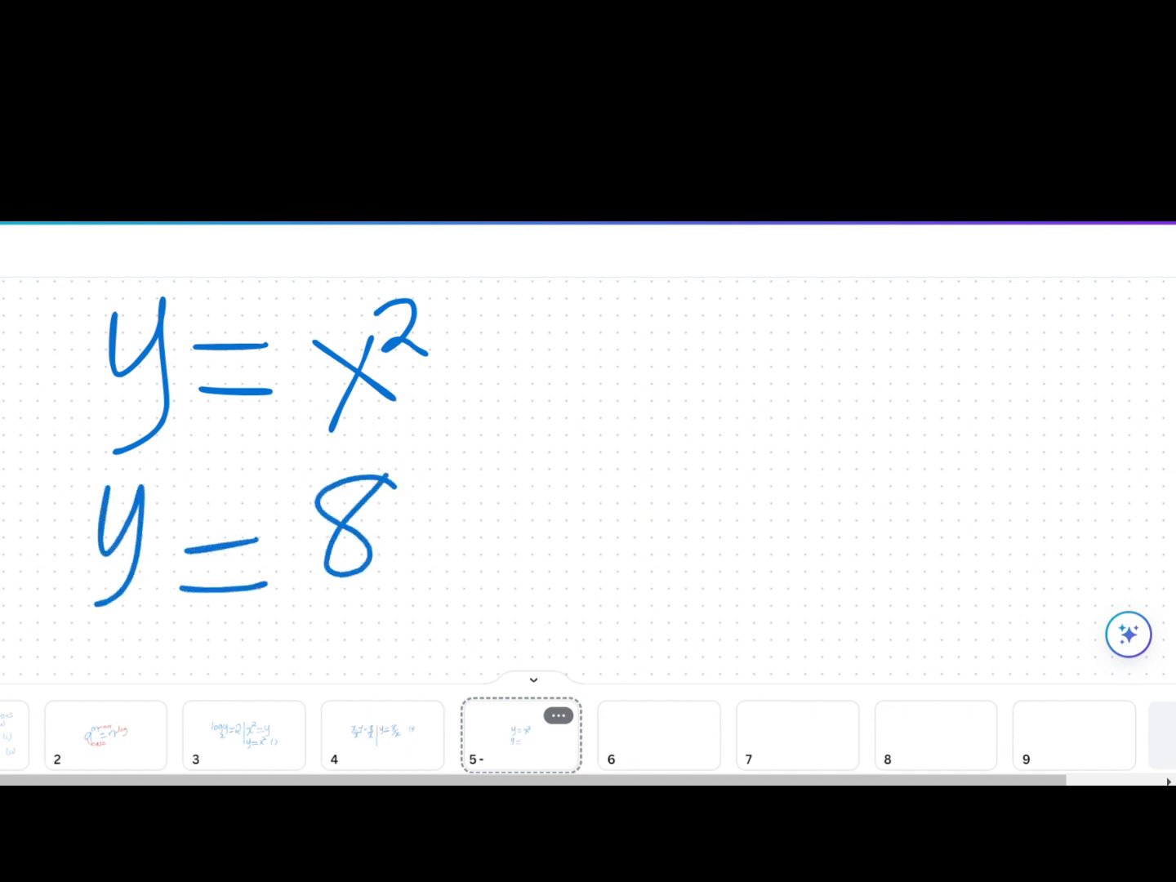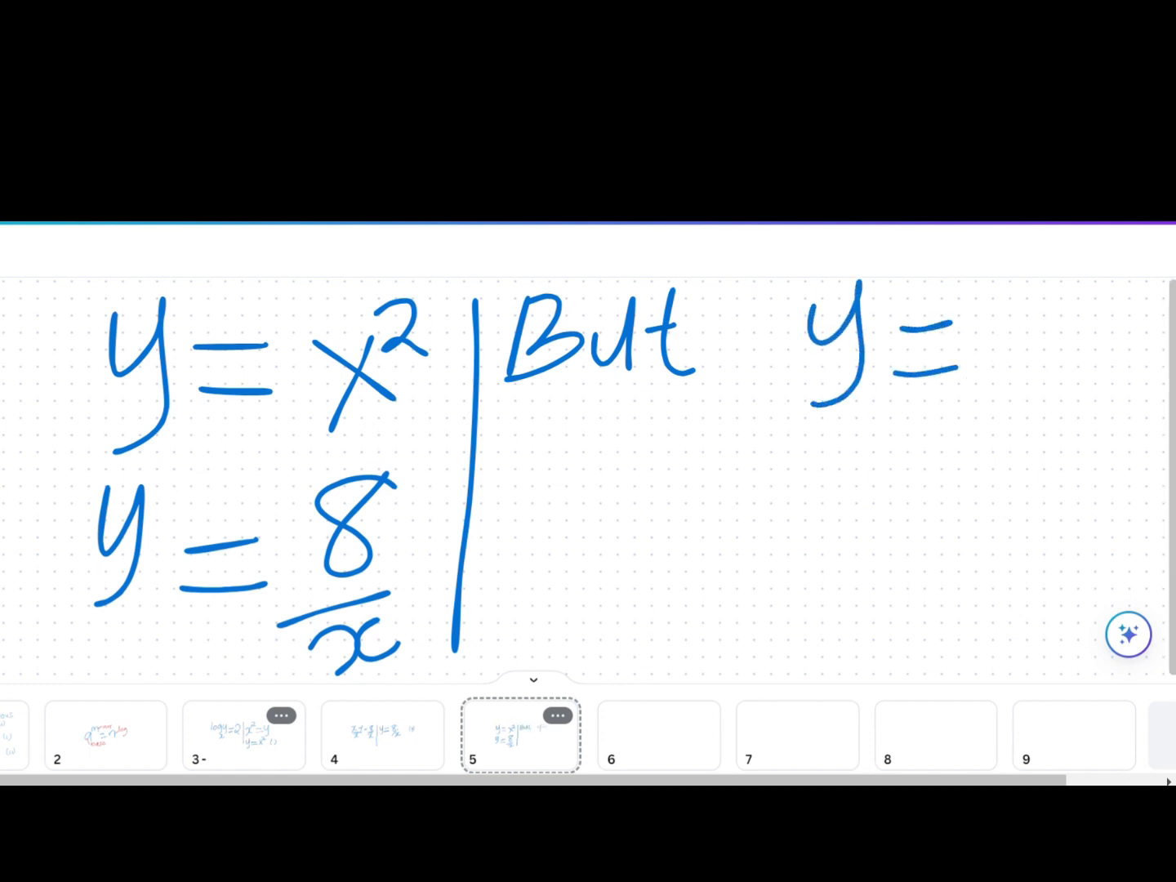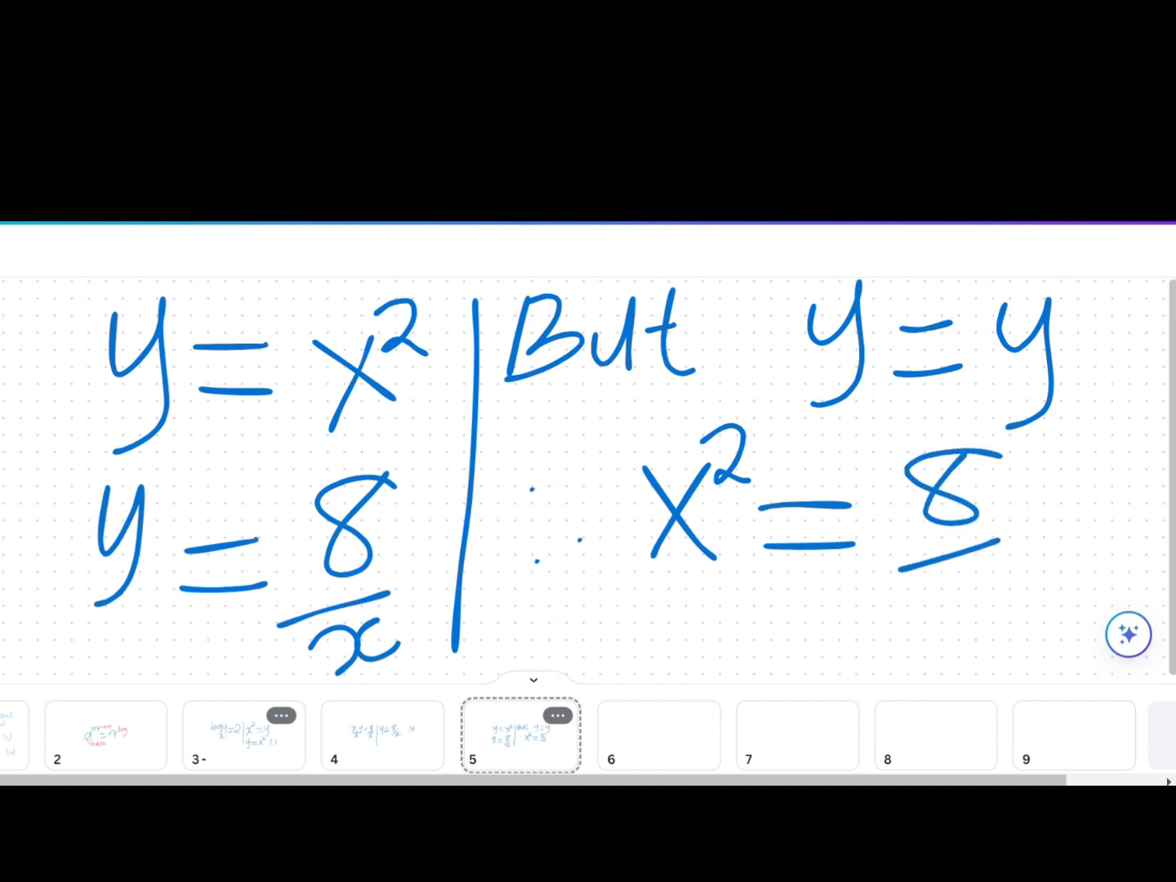Now, bringing equation 3 and equation 4 together, we have y is equal to x squared and y is equal to 8 over x. Don't forget that y is also equal to y. So we say, but y is equal to y, therefore x squared is equal to 8 over x.